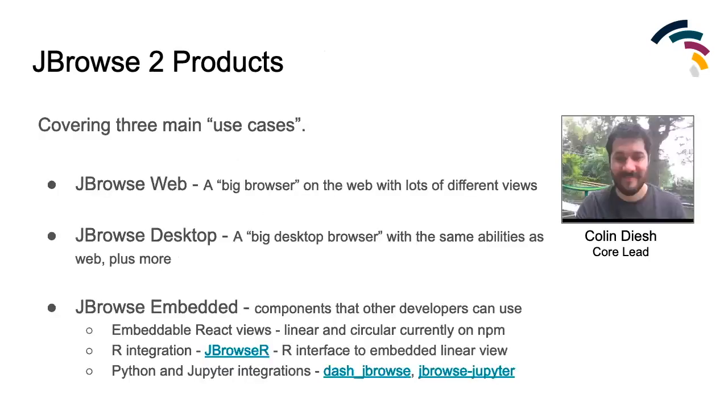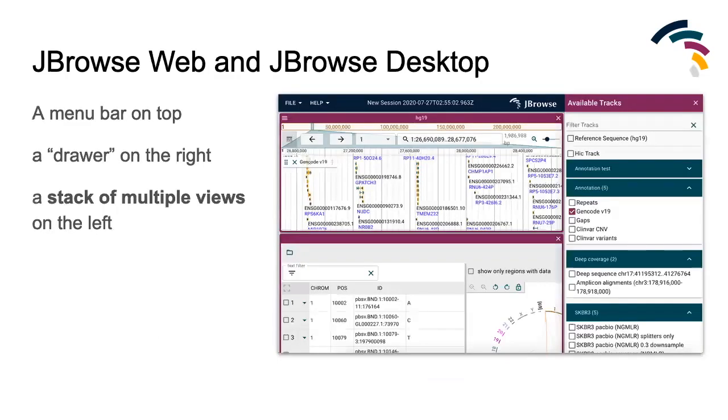So the three main products that we have: JBrowse Web, a big browser that has all the different plugins and a lot of different views, and you can see a lot of things at the same time. JBrowse Desktop, which is more or less the same thing, but as a desktop application. And JBrowse Embedded for using in your own apps. JBrowse Web and JBrowse Desktop look more or less like this. The main paradigm is a menu bar on the top and a drawer for details on the right, and then a stack of different views of data on the left. I think you can actually have the drawer on the left now too. So the drawer isn't always on the right.